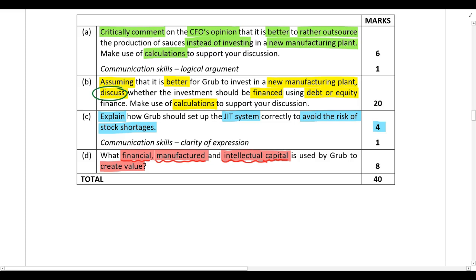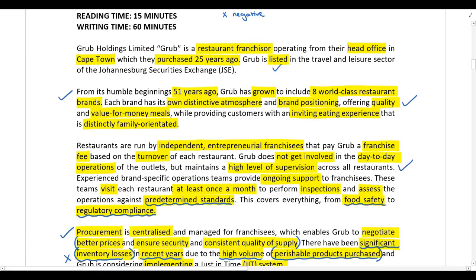So let's look at each one separately. I said to you, financial capital is funds available to the entity through debt and equity sources. So what funds does Grub have available to it? Or what financial capital are they using to create value? Firstly, we know that the company is listed on the JSE. So the fact that they are listed means it's easier for them to raise new equity finance if necessary. They can just issue new shares.